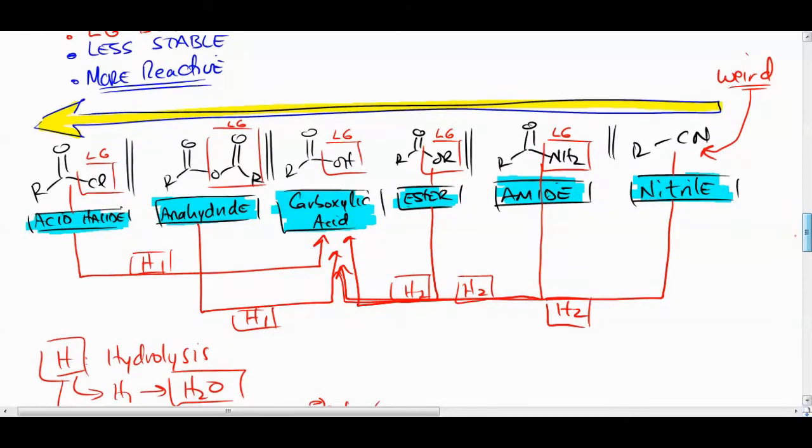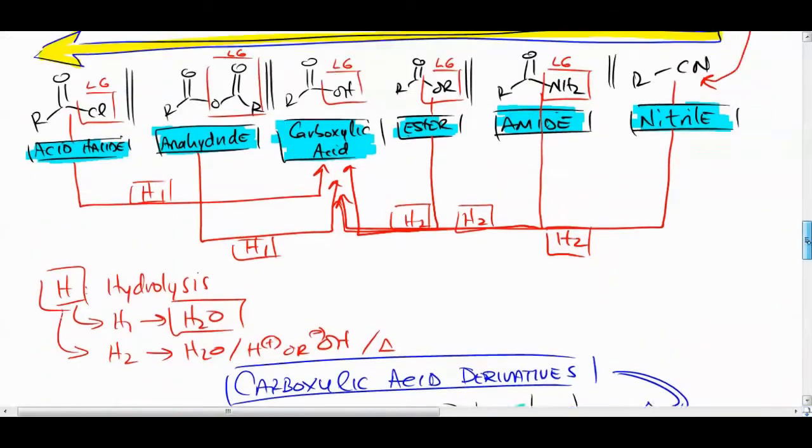And am I forgetting a carboxylic acid derivative on here? Acid halide and anhydride. Let me check. I think we have all of them. No, that should be all of it, right? Okay.